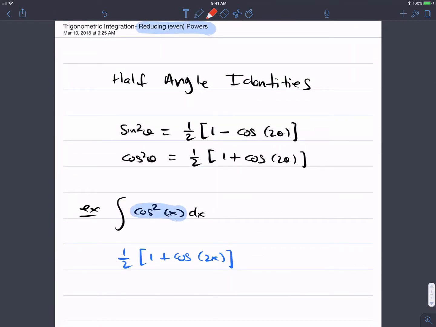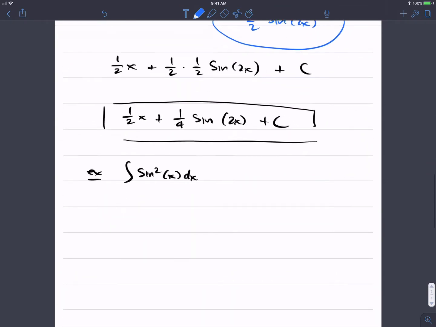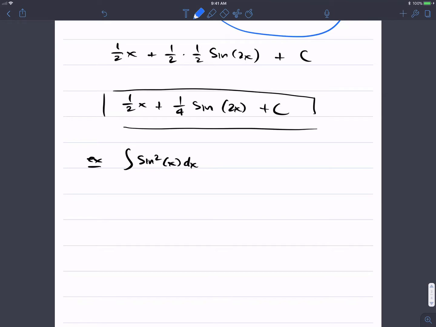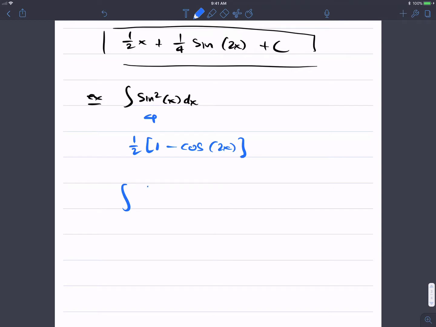Here's the difference between the two. For cosine squared, you have addition. For sine squared, you have subtraction. So when I now integrate sine squared, we get to replace this sine squared with 1/2 (1 minus cosine of what?) That 2x. So this integral becomes 1/2 (1 minus cosine 2x) dx.